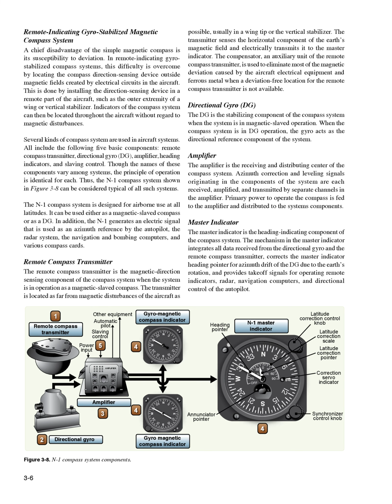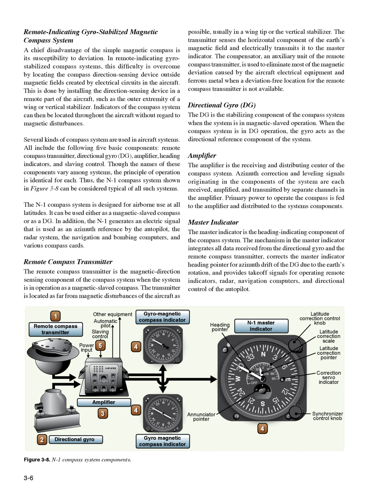Remote compass transmitter. The remote compass transmitter is the magnetic direction sensing component of the compass system when the system is in operation as a magnetic slaved compass. The transmitter is located as far from magnetic disturbances of the aircraft as possible, usually in a wingtip or the vertical stabilizer. The transmitter senses the horizontal component of the Earth's magnetic field and electrically transmits it to the master indicator. The compensator, an auxiliary unit of the remote compass transmitter, is used to eliminate most of the magnetic deviation caused by the aircraft electrical equipment and ferrous metal when a deviation-free location for the remote compass transmitter is not available.